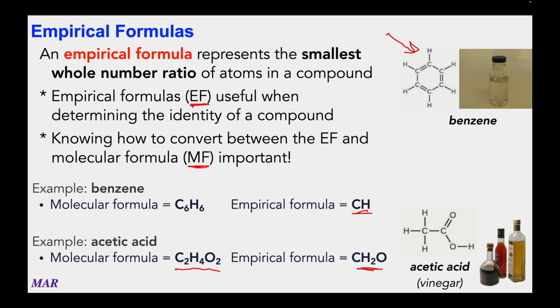CH2O. Now, I've been saying smallest whole number ratios. You could divide the C2H4O2 by 4, and you'd have C1/2 H1 O1/2. But we're going to see that chemists generally stay away from fractions if at all possible. So for smallest whole numbers, you just divide them by 2 to get CH2O. That's the empirical formula for acetic acid, C2H4O2.